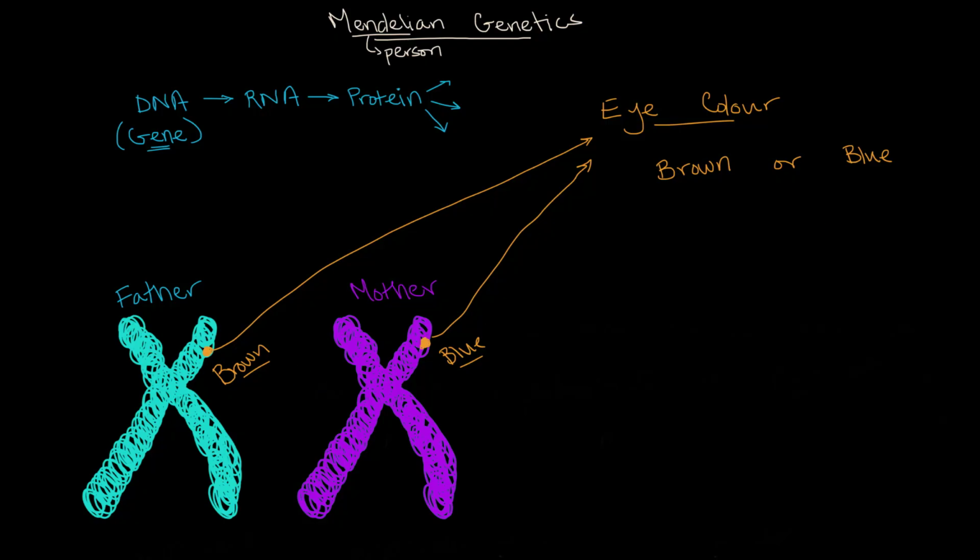And so in reality, your body actually makes brown eyes. And the reason is that the brown eye genes are called dominant. So these are dominant genes. And the blue eye is called a recessive gene.